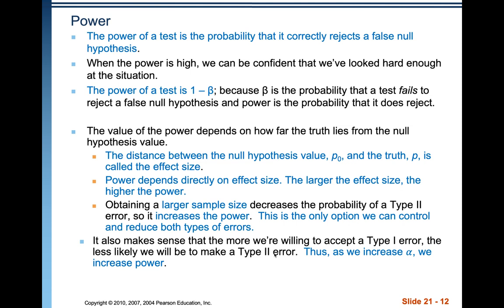So the further the hypothesis value is from the truth, that's going to increase the power. Obtaining a larger sample size decreases the probability of a type 2 error, so it increases the power. This is the only option we can control and reduce both types of errors. It also makes sense that the more we're willing to accept a type 1 error, the less likely we will be to make a type 2 error. Thus, as we increase alpha, we increase power.